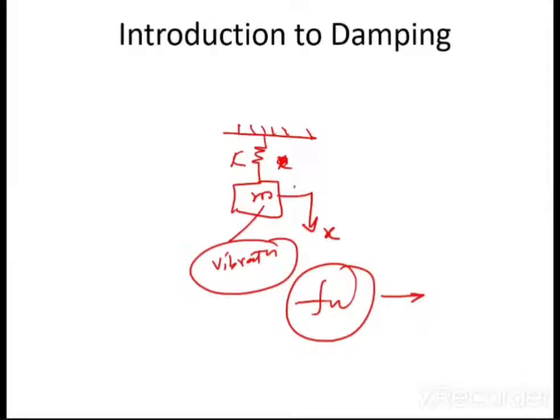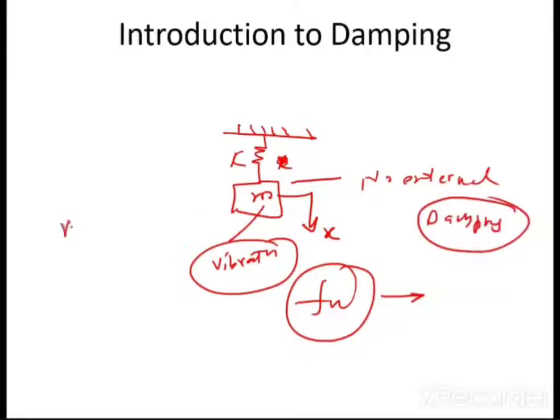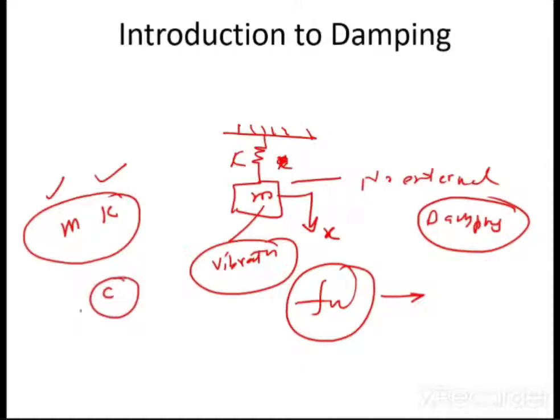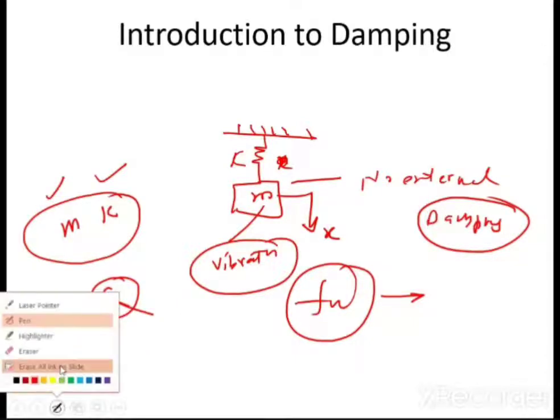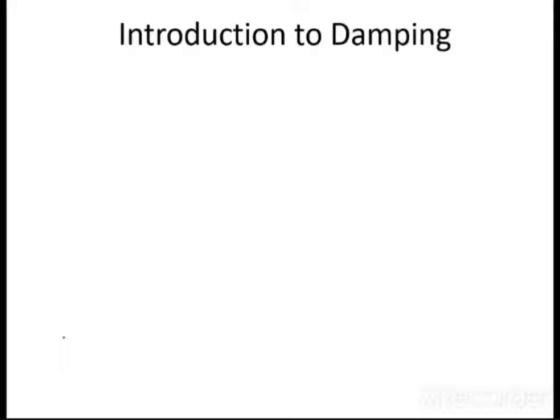Here there was no external damping. We haven't provided any, so there were only two elements or parameters, M and K. There was no third parameter C, which indicates the external damper. Now in this module, module number 4, you have to introduce this third parameter, C. So now the system will become M, C, K.